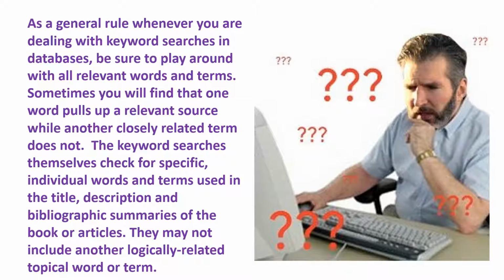As a general rule, whenever you're dealing with keyword searches in databases, be sure to play around with all relevant terms and words. Sometimes you'll find that one word pulls up a relevant source while another closely related term doesn't. The keyword searches themselves check for specific individual words and terms used in the title, description, and bibliographic summaries of the books or articles. They may not include another logically related topical term or word.